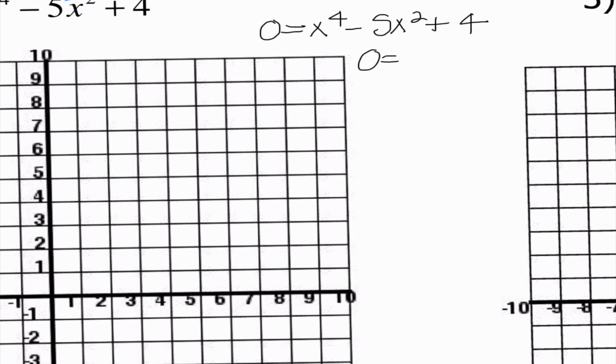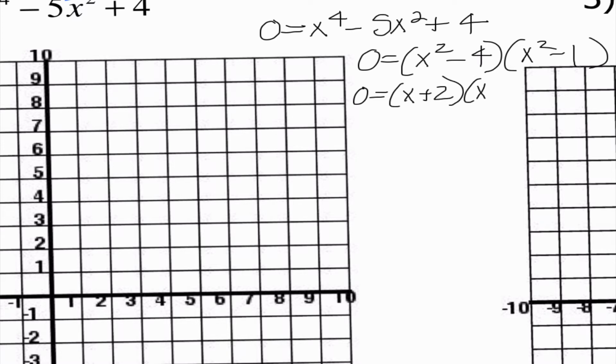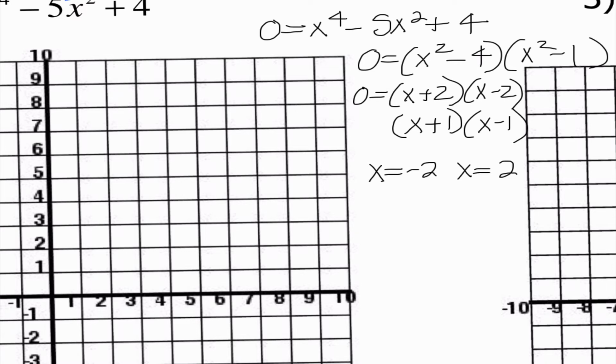And in this case, okay, I know it's going to be x squared and x squared. I know it could be x squared minus 4, x squared minus 1. I can actually factor these further to be x plus 2, x minus 2, and I'm running out of room, so I'm just going to write it below like this. X plus 1, x minus 1. So when I set all of those equal to 0, I get x equals negative 2, x equals 2, x equals negative 1, x equals 1.